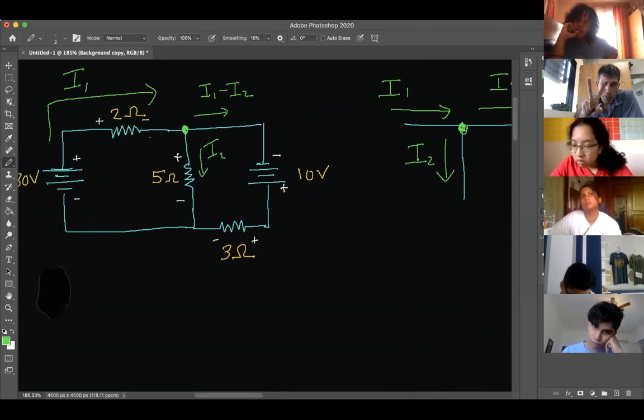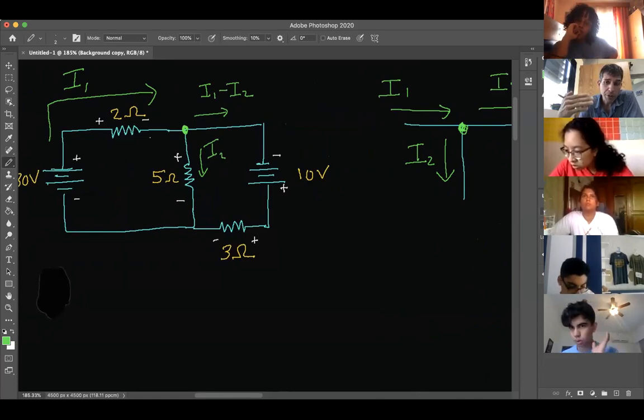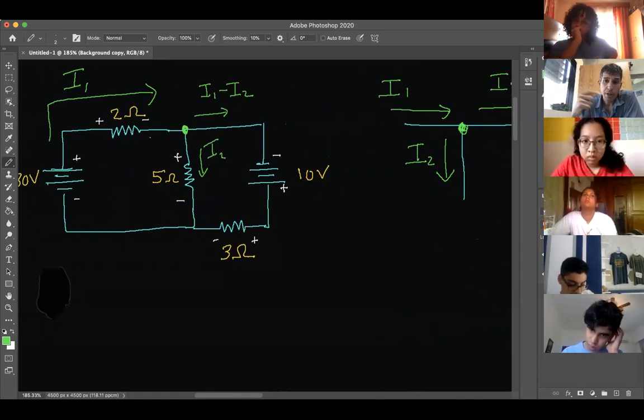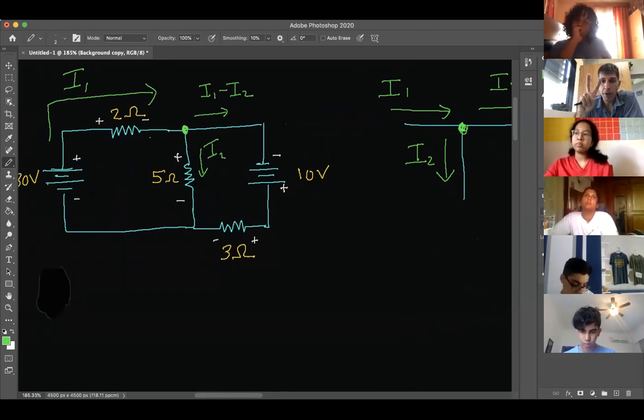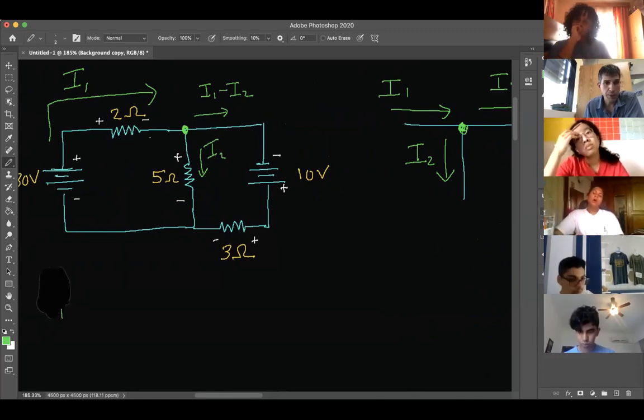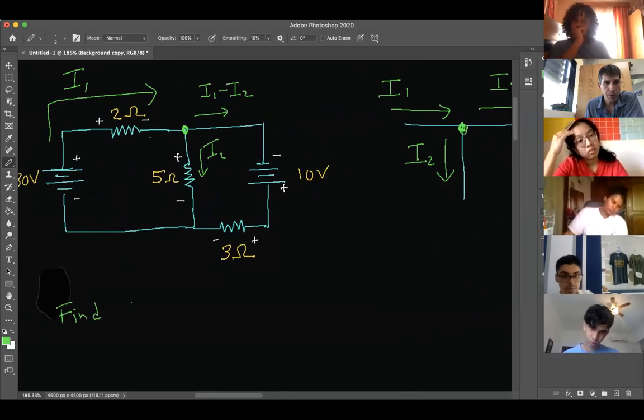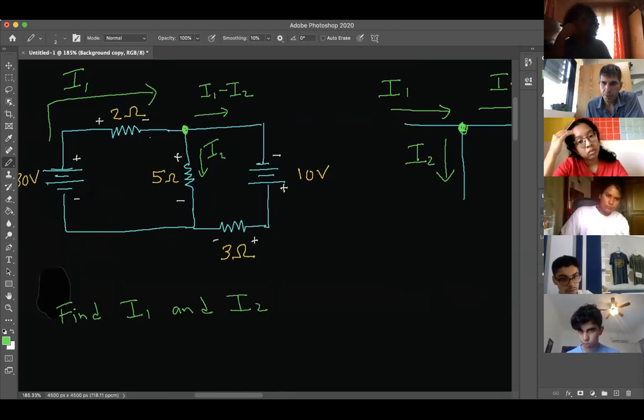So we have 2 loops. We have 2 paths for the current to follow. So I'm going to have to create 2 equations to find the current. The 2 examples that we started class with only had 1 path for the current to follow, so there was only 1 equation to write. Now we have 2 paths, so we're going to have 2 equations. So we're going to find I1 and I2. All right. From this, we can then find current 3.